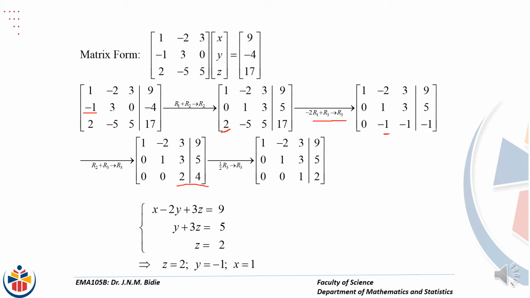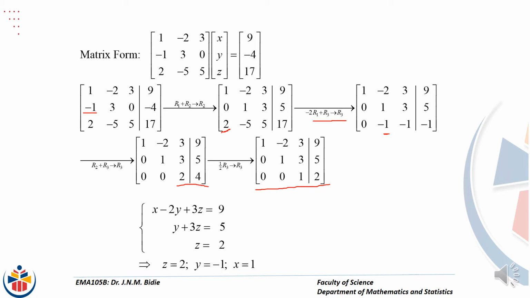Note that once we get the row echelon form, that is 0, 0 for the x variables in the second and the third row, and 0 for the y variable in the third row, then you can formulate the three equations based on what you have. Note that 1 is the coefficient of x, minus 2 is the coefficient of y, 3 is the coefficient of z, equal to 9. For the second row, the coefficient of x is 0, so you have y plus 3z equal to 5. The last one is z equal to 2.